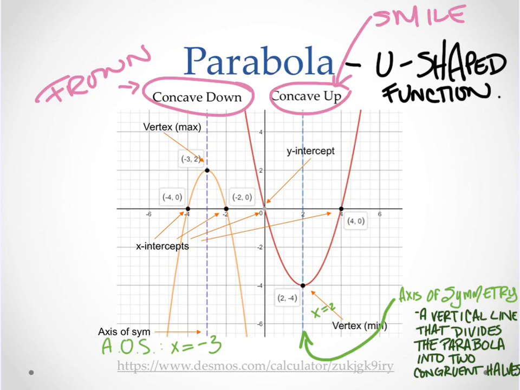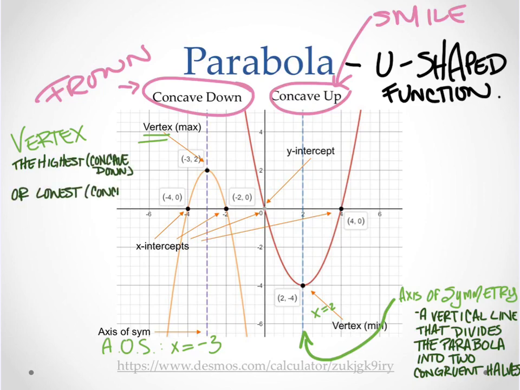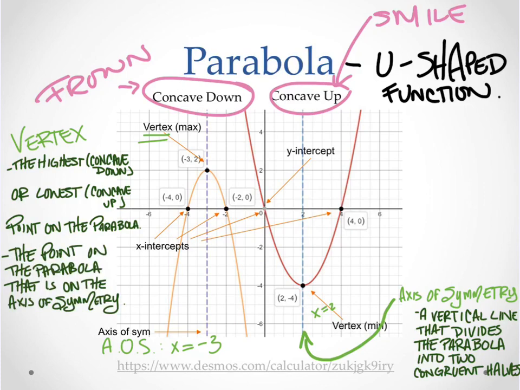All right. The next thing we're going to be looking at is the vertex of a parabola. So the vertex is a point. It has an x and y coordinate, and the vertex is going to be the highest point of a concave down parabola or the lowest point of a concave up parabola. So another way of thinking of the vertex is that it's the point on the parabola that intersects with the axis of symmetry. So we could see that on the left-hand side, the vertex is -3, 2, and the one on the right, the vertex is 2, -4. The left is a maximum, the right is a minimum.